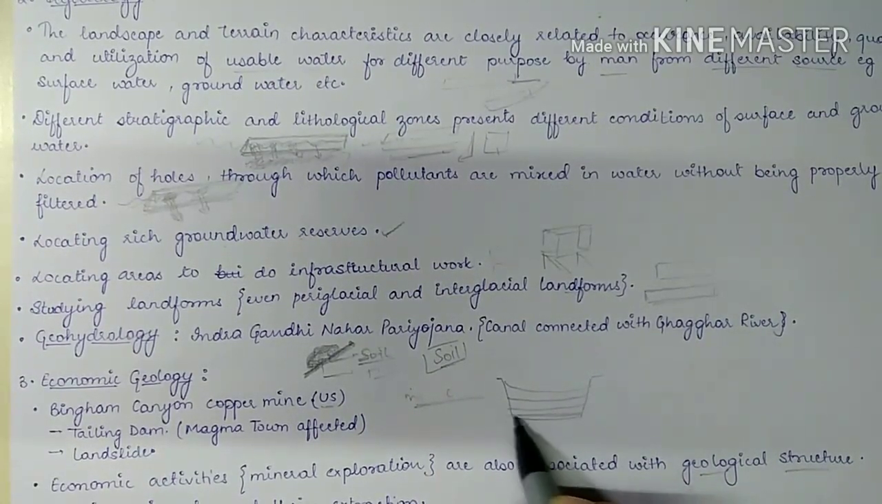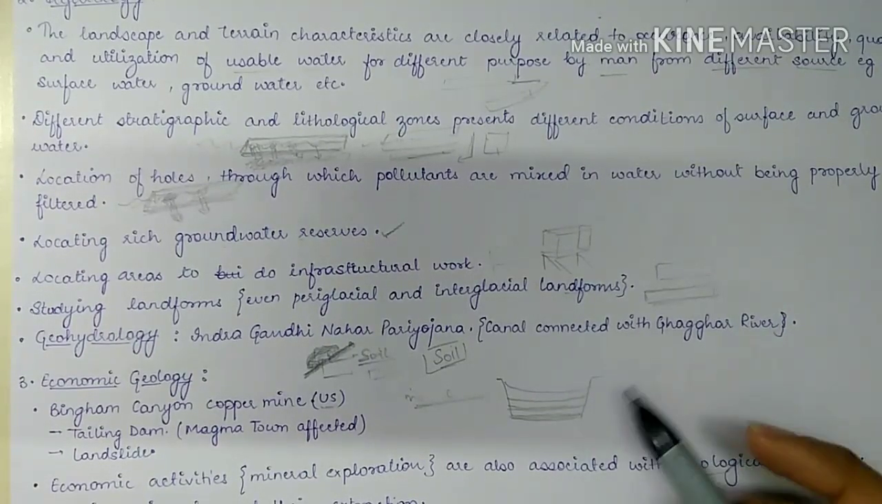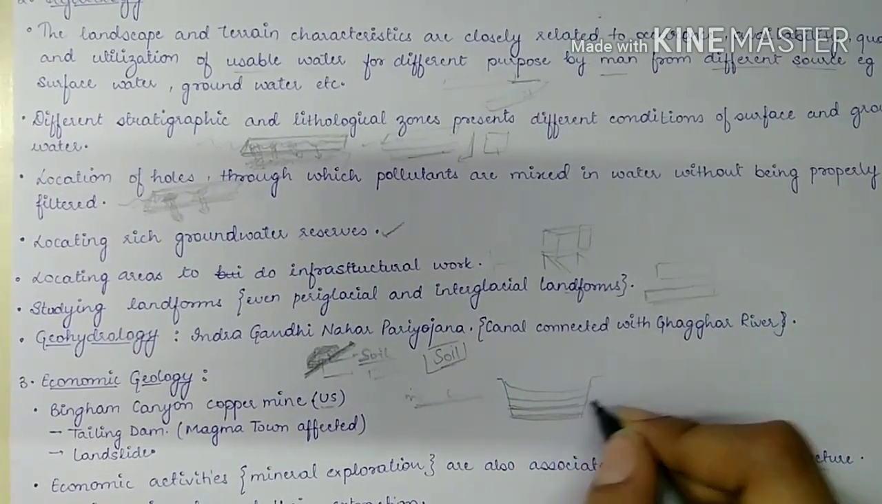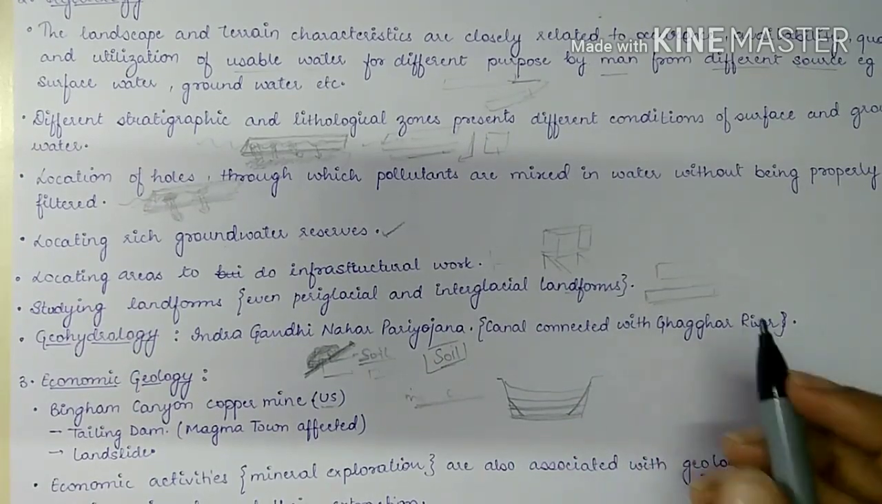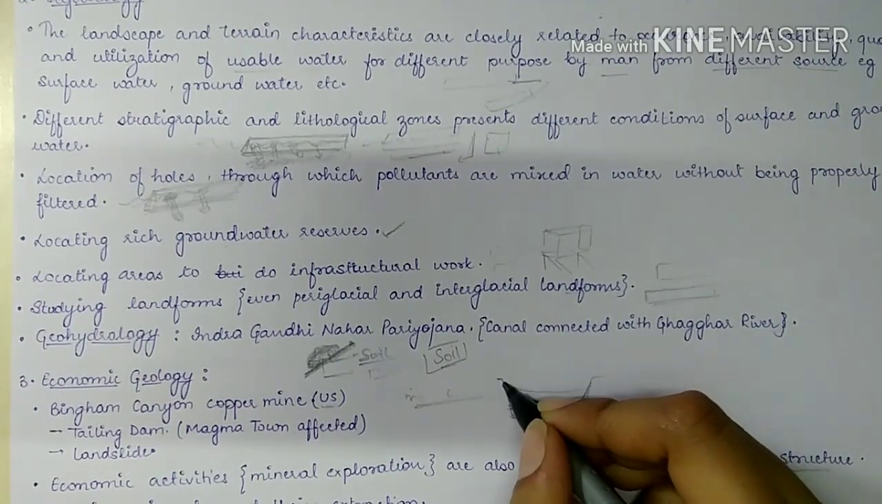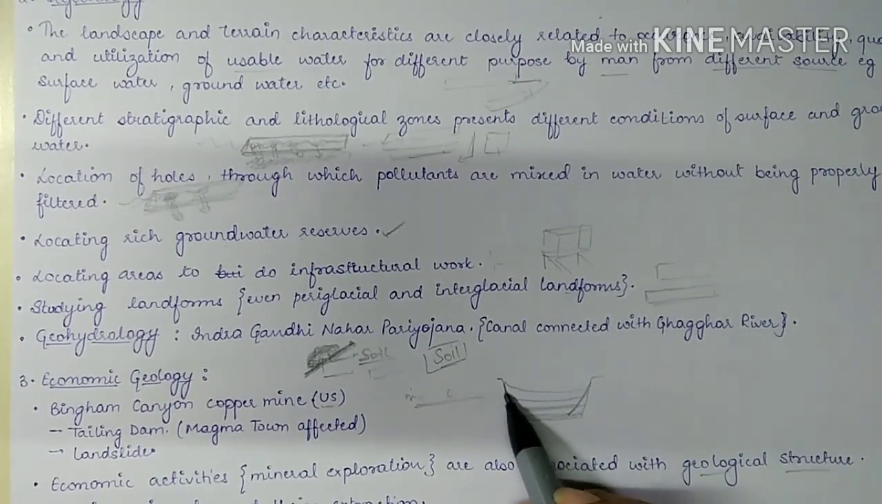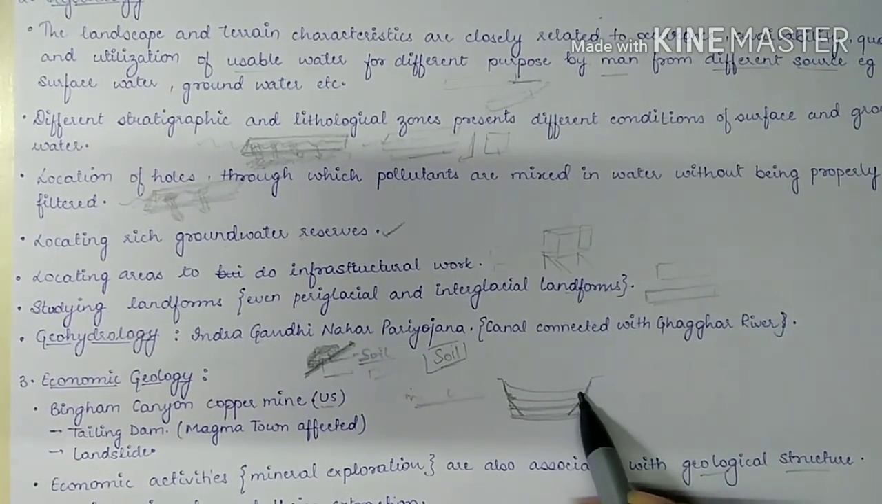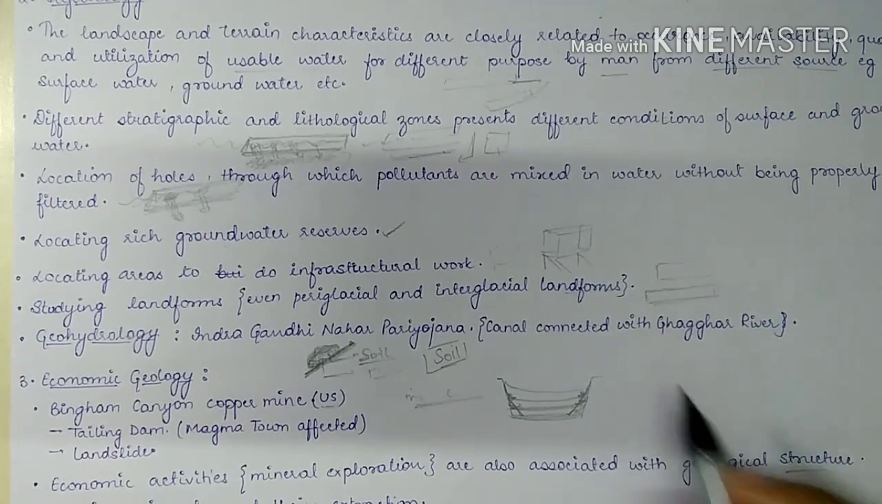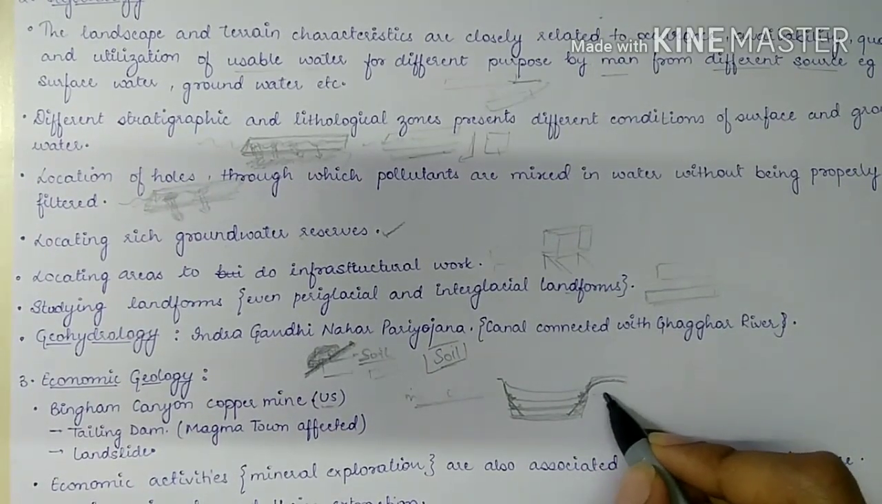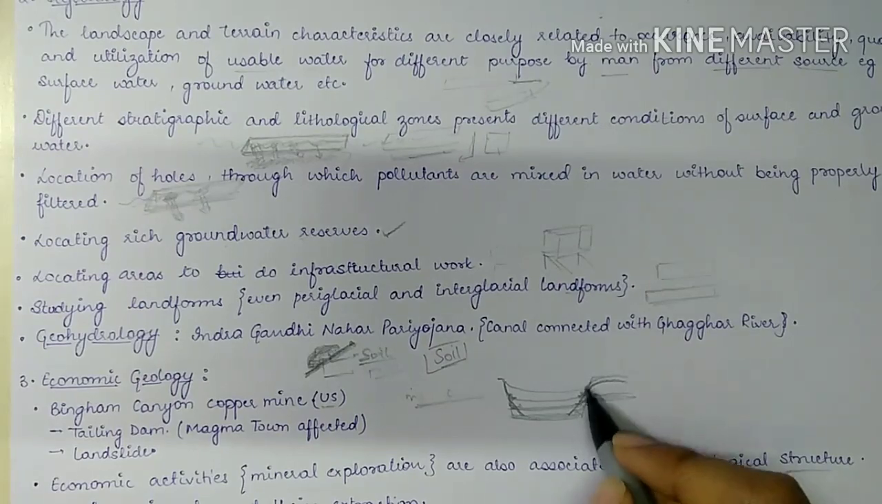Because it became a landslide-prone area, there were various cases of landslides. Here, when the minerals are extracted, tailing dams are formed, which comprise the waste minerals that remain. These tailing dams overshadow the area of Magma town, which is near this mine.